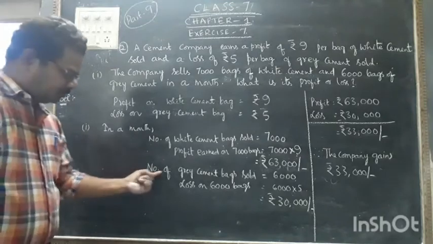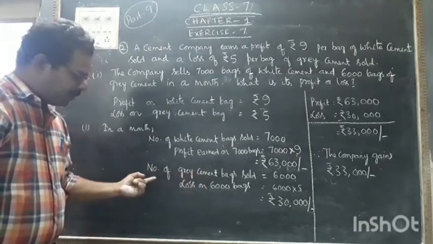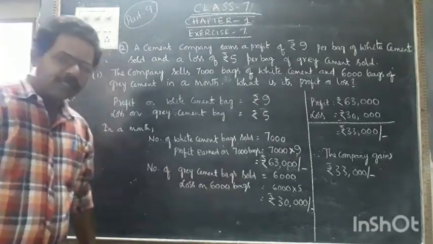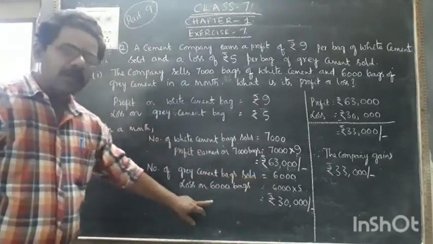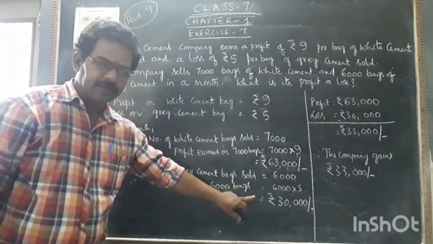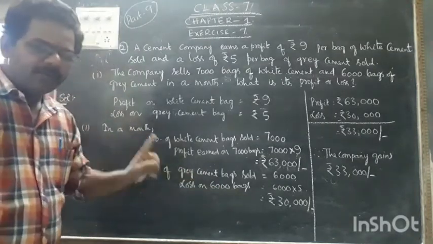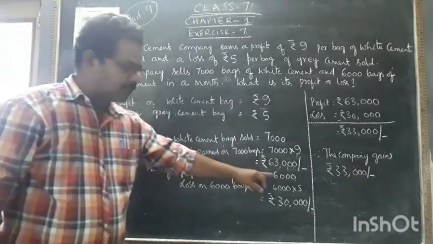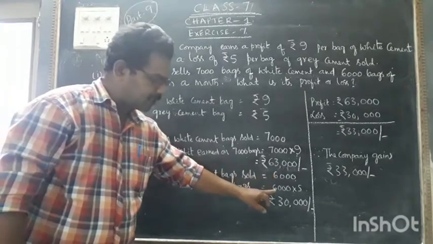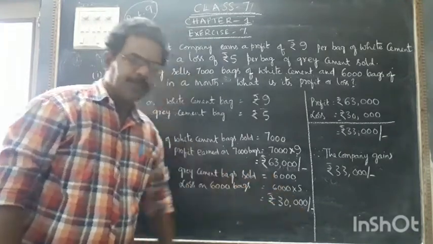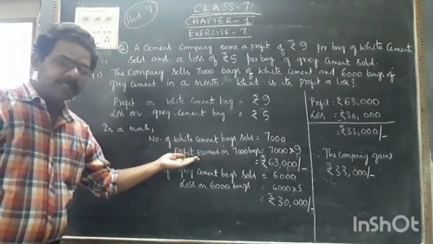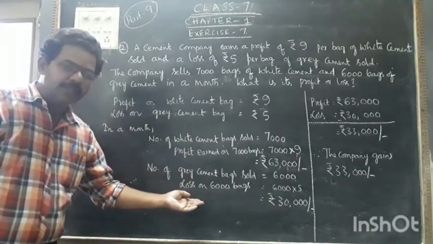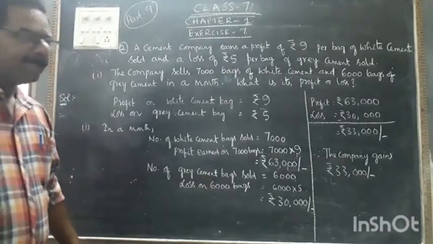Coming to grey cement bags. Number of grey cement bags sold in a particular month is equal to 6,000. Loss on each bag is 5 rupees. Total bags is equal to 6,000 bags. 6,000 into 5 is equal to 30,000 rupees loss. Here the company gains 63,000. Here the company loses 30,000 rupees.